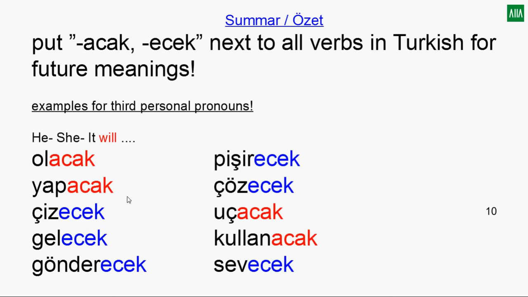Okay, so let's repeat one more time before I finalize my lesson here. Olacak, yapacak, çizecek, gelecek, gönderecek, pişirecek, çözecek, uçacak, kullanacak, sevecek. As you see here, all suffixes are used without omitting or changing any letters. Acak, ecek. So for he, she, it forms, all the time we use this.